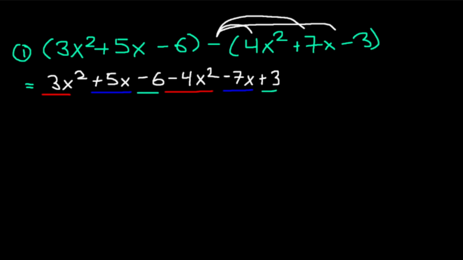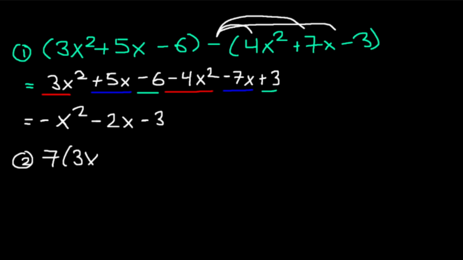Alright, now let's simplify the expression. 3x squared minus 4x squared is going to give you minus x squared, as it is minus 1. Positive 5x minus 7x is going to give you negative 2x. And negative 6 plus 3 is going to give you minus 3. Alright, let's move on to the second example. The second example is 7 times 3x squared minus 8x plus 2.